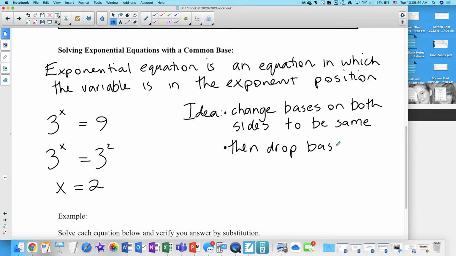Okay? When the exponents are equal to one another, we'll have a linear equation. And you guys have been solving those for a very long time. So of course, we will practice it a little bit, but solving a linear equation, which is what we'll have when we drop the bases, should be something you've seen before.